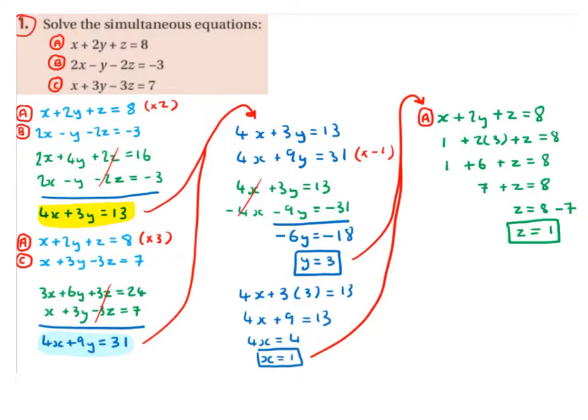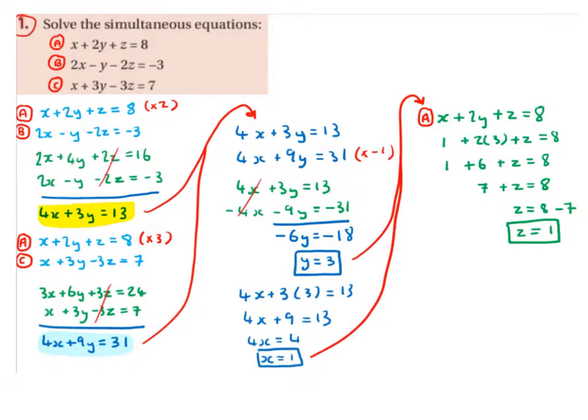So we're going to choose two of the equations. I've labelled them as A, B, and C. And it doesn't matter which two you choose to start off with. I've gone for A and B. And what we want to do is try and eliminate one of the variables, so either x, y, or z. So I always try and eliminate z, so that I'm left with an equation in terms of x and y.